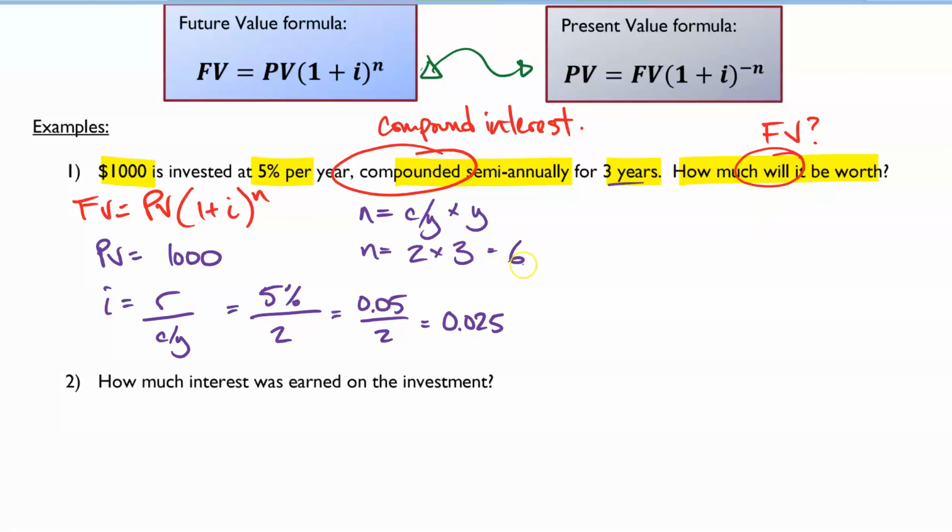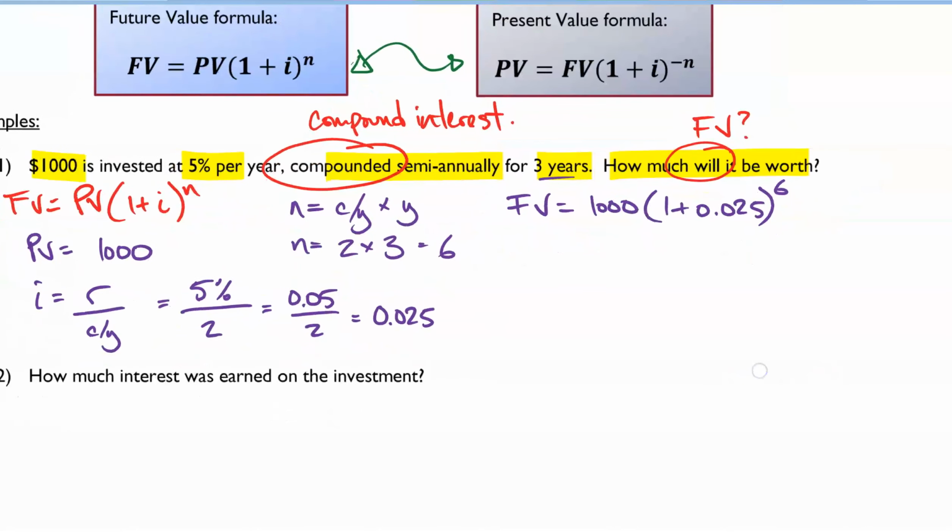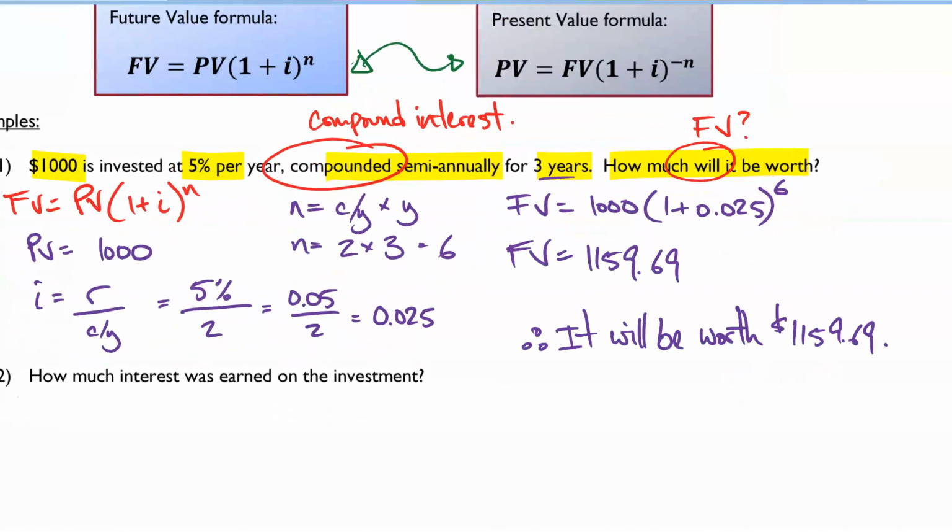So how much will it be worth after these 6 compounds, or simply 3 years? Let's plug it in. FV is equal to 1,000 times 1 plus I, which is 0.025, to the exponent n, positive n, and positive n is 6. I'm just going to pause it and show you the answer. Yeah, so there you go, right? It's going to be worth $1,159.69. But how did you get that, right?